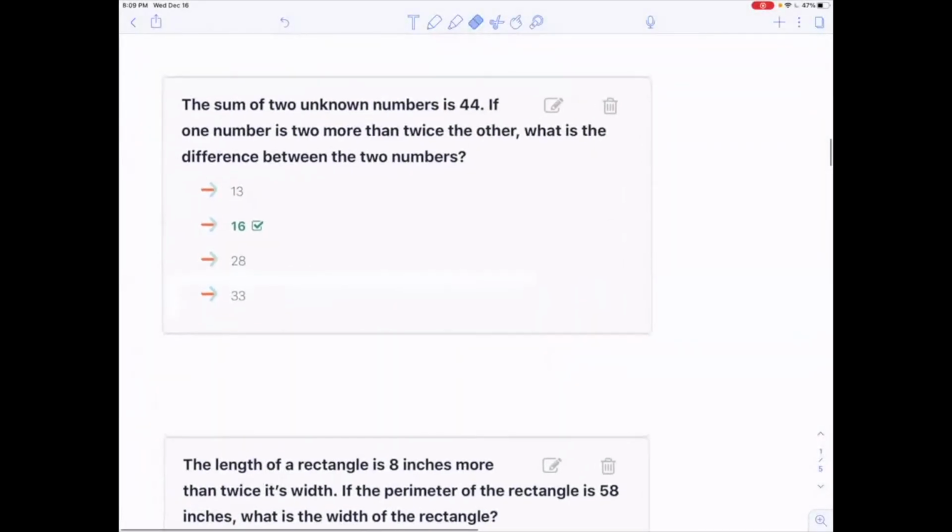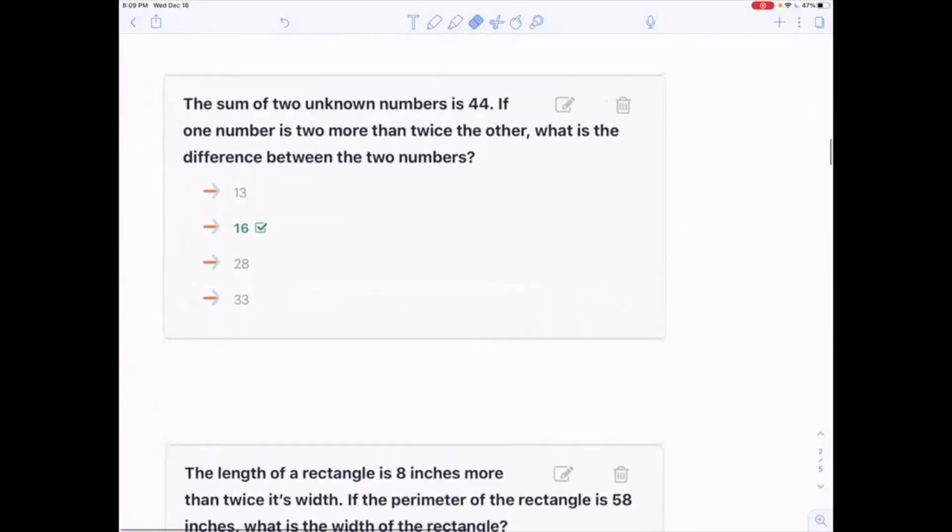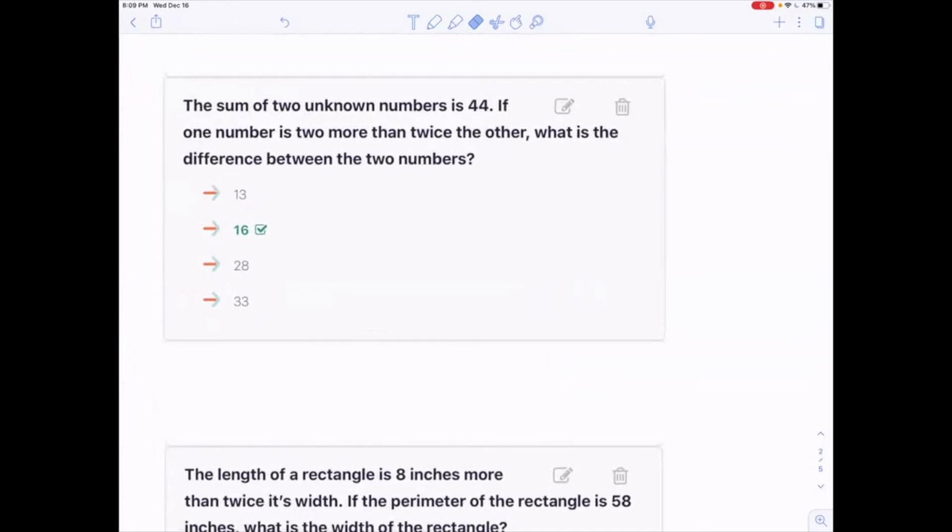Okay, this is a good question here. Go ahead and give this one a try. And just let me know when you guys are ready and we'll review it together.